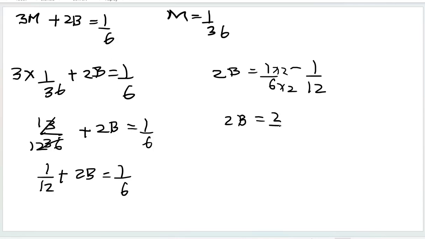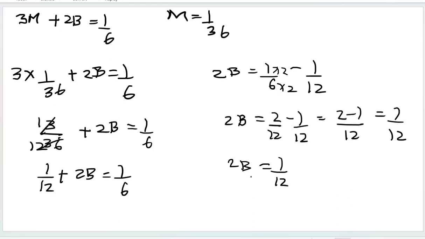So I get 2 upon 12 minus 1 upon 12. I get this as 2 minus 1 upon 12. I get this as 1 upon 12. Therefore, I get 2b as 1 upon 12. Then I bring this 2 down and I get b as 1 upon 12 into 2, which is 1 upon 24. Now this is the value for b.